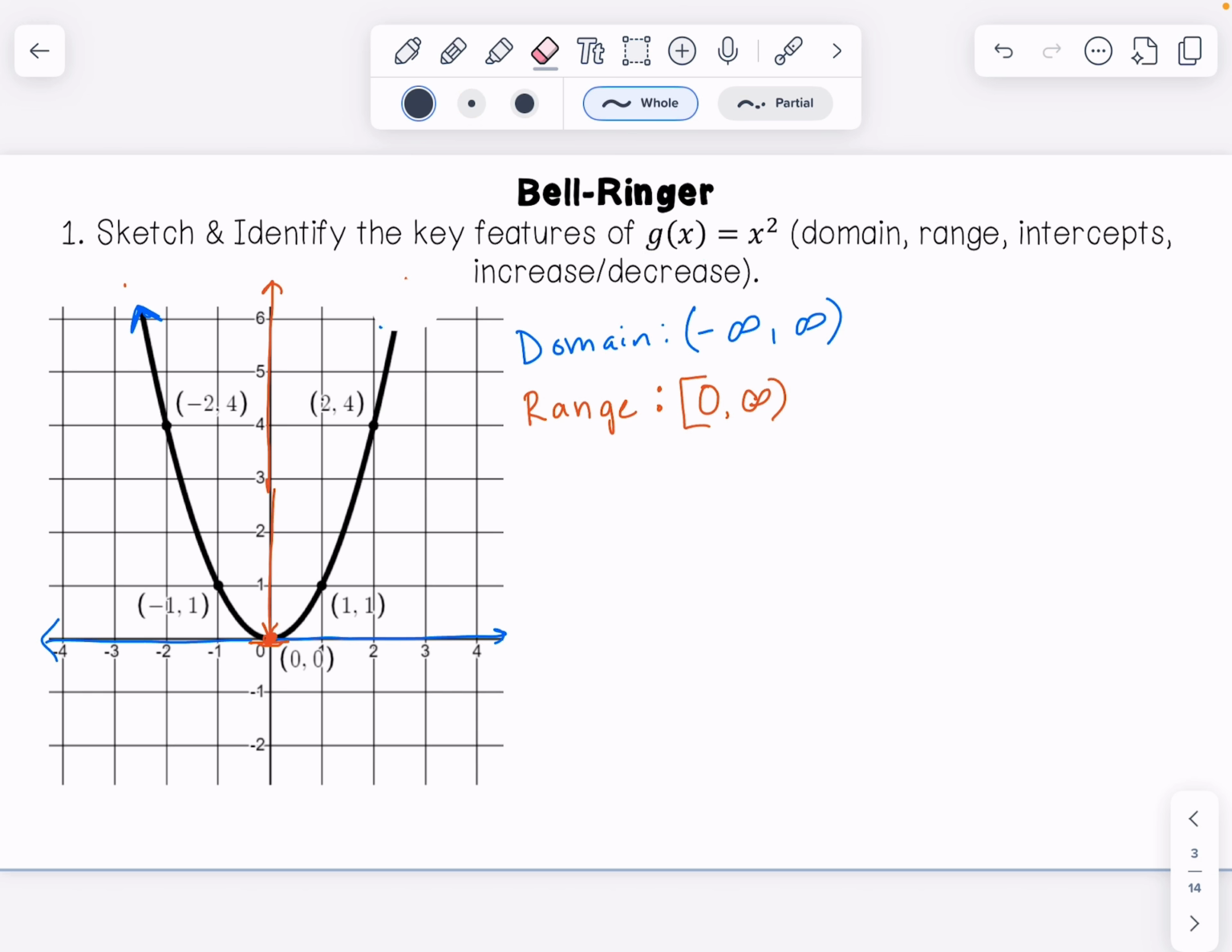Okay. Now that we've looked at domain and range, let's go ahead and look at the next one, which is intercepts.